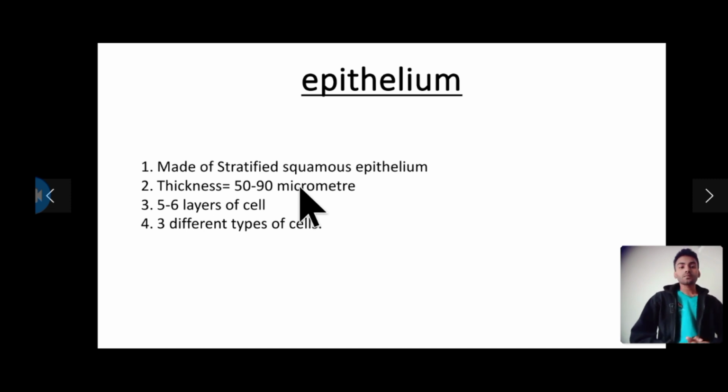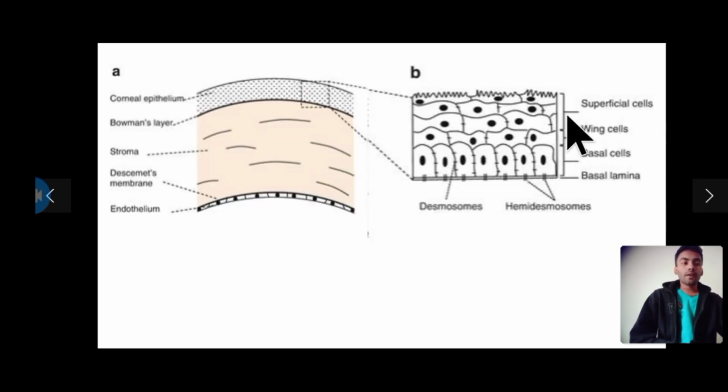The epithelium of the cornea consists of 5 to 6 layers of cell, and there are 3 different types of cell. So the cell layer is 5 to 6 and the cell is 3 different types. So don't forget this. Now, what are these different types of cells?